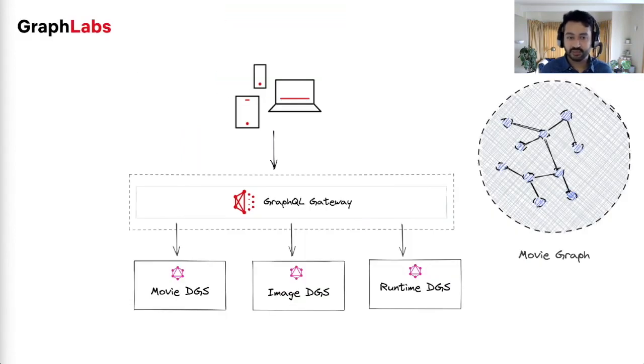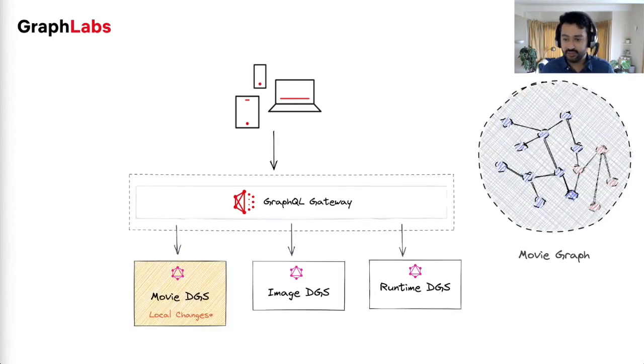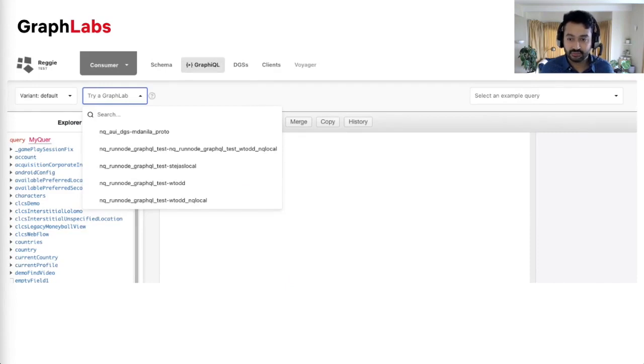Let's take a look at an example here. So let's say I want to add some changes to the movie DGS. So I made the schema changes, I implemented the code to handle those changes, and I file a pull request. Now, what GraphLabs does is it creates a local sandbox environment that is created and destroyed automatically for that particular pull request. And this environment is blended with the rest of the components of the architecture in test, and it's isolated. And then we can share this environment with client teams.